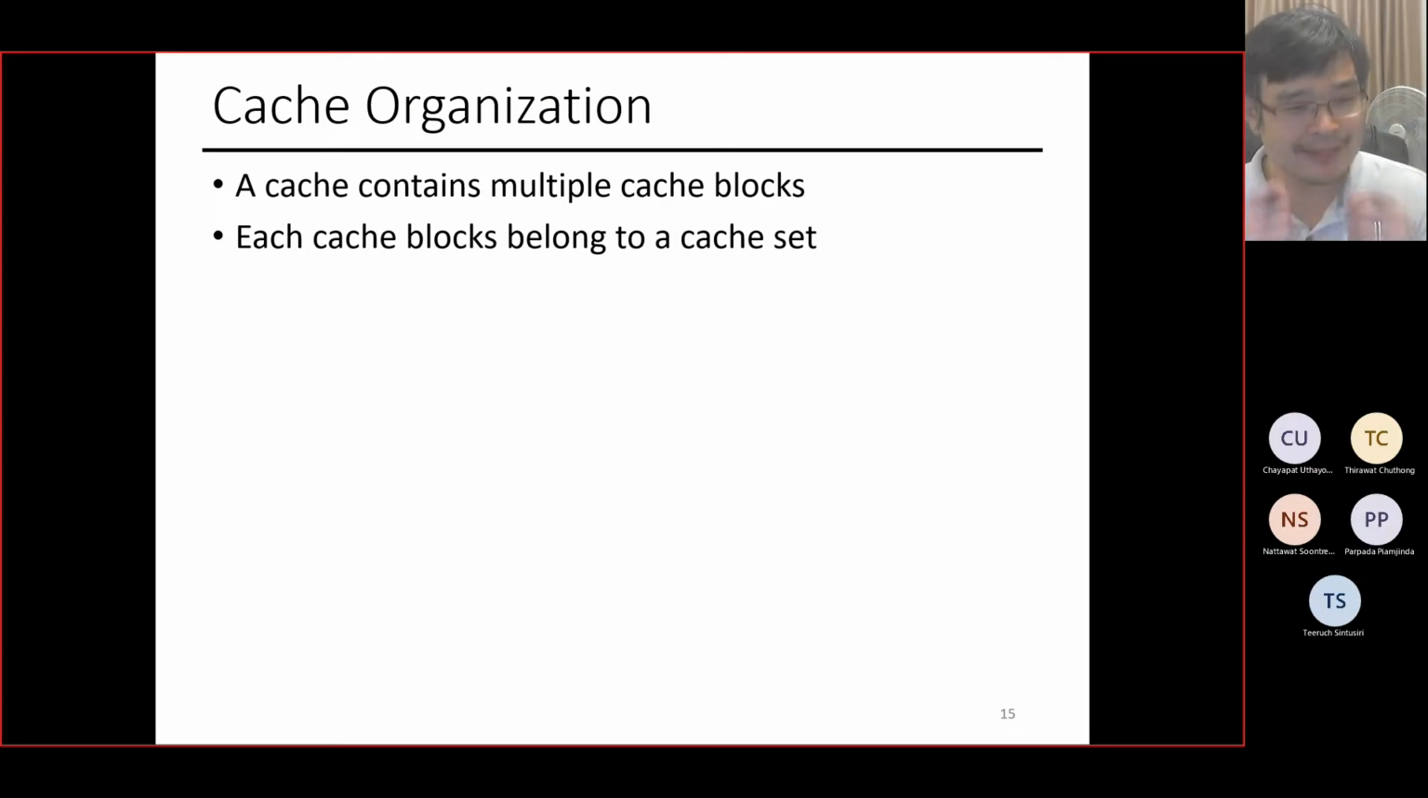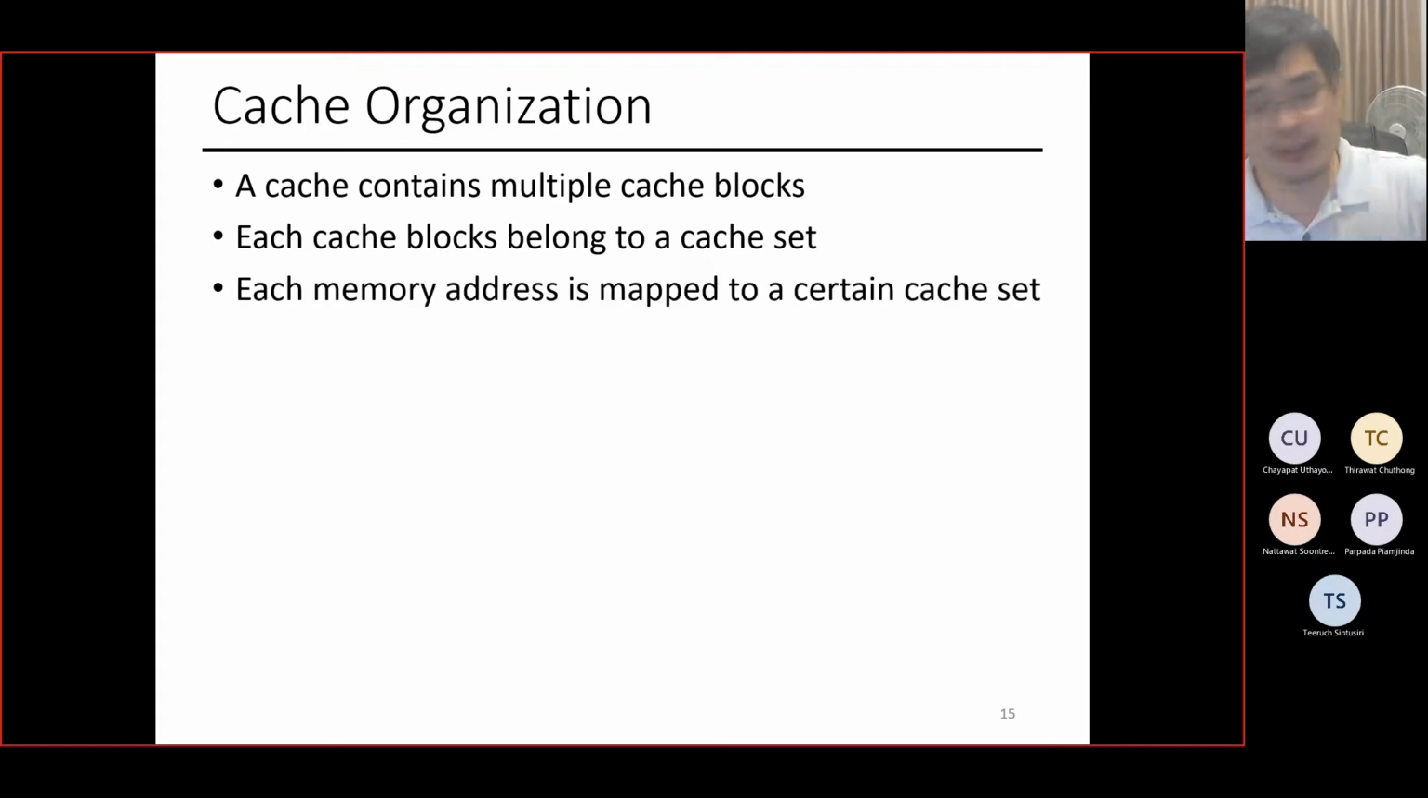And when you buy a ticket, you will have the row and you have the seat. So when you look at the ticket, you know right away which row you have to go to, right? The ticket is the memory address. From the ticket, you can tell the row, so you know exactly where you want to go, right? Each memory access is mapped to a certain set.